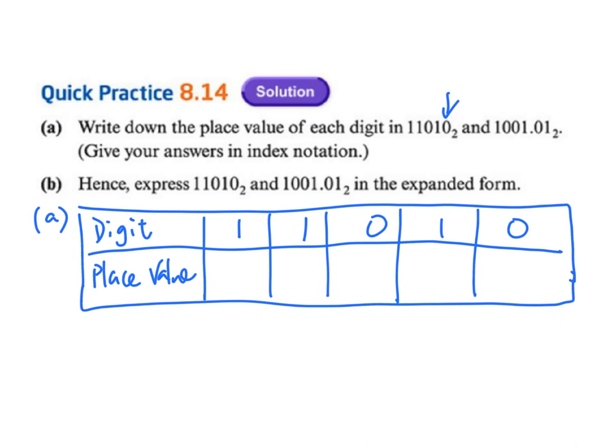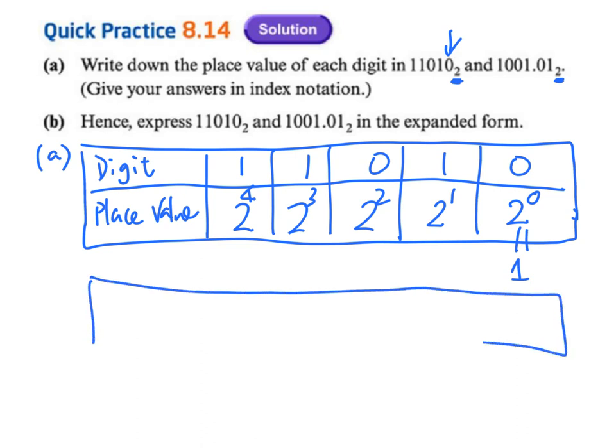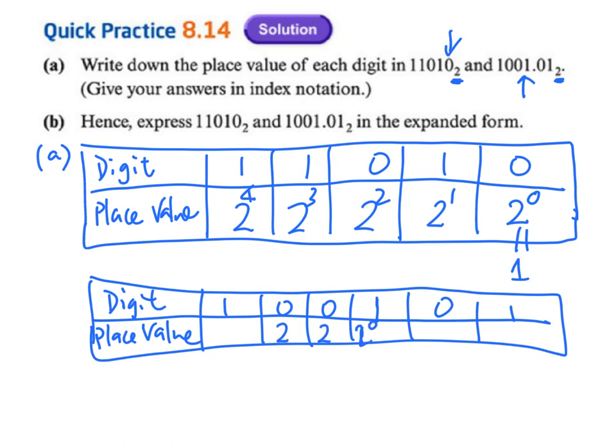我會由個位開始嘅。Okay, this time you can see that this is binary, 呢個係二進制嚟嘅。So here I have to write down 2, 2, 2, 2, 2. 記得個位係 2 to the power 0。Okay, and then for part B, once again the digit and then the place value: 1, 0, 0, 1, and then 0, and then 1. Again, I will start from here. This one is 2 to the power 0, and then 2 to the power 1, 2, 3. This one would be 2 to the power negative 1, negative 2. So this one would be part A.